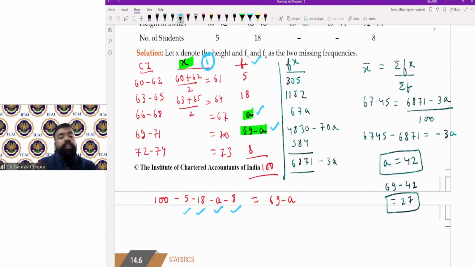Then next is Fx, F multiplied by X. 6871 minus 3A is the total. Now we are applying the normal formula for X bar, sigma Fx upon sigma F. And on simplification, we are getting the value of A. This is the first missing figure, and second missing figure will be 69 minus 42, that is 27.